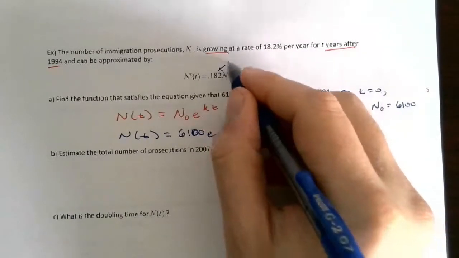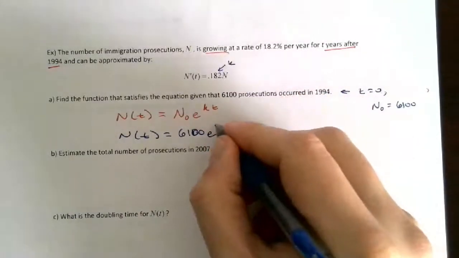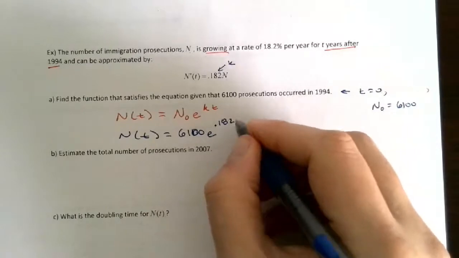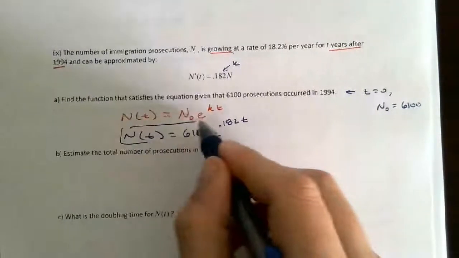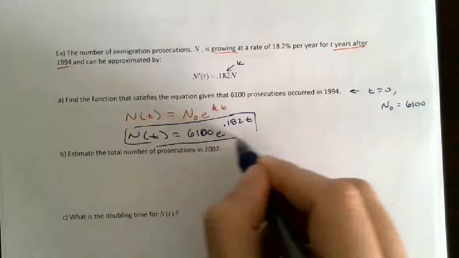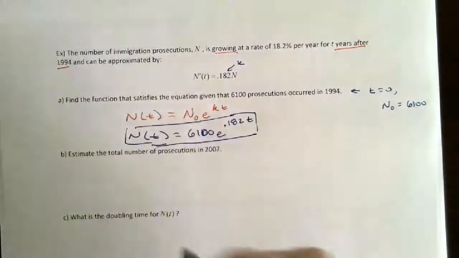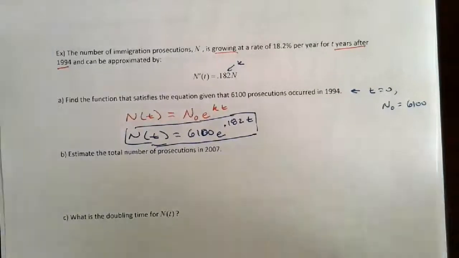It's k times n. This is k as a decimal, so 0.182, and then t stays t. Remember, this should be a function that has t in it, because it's a general function that you want to substitute t into to be able to find a number of prosecutions at a time in the future. All right, so n of t equals 6,100 e to the 0.182t. Once you have that, it says to use this, we want to estimate the total number of prosecutions in 2007.